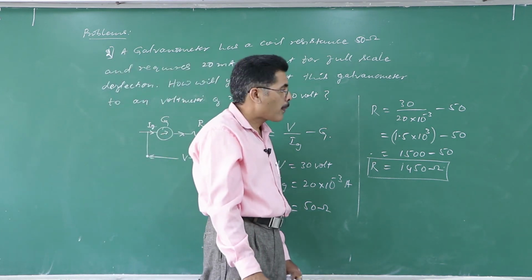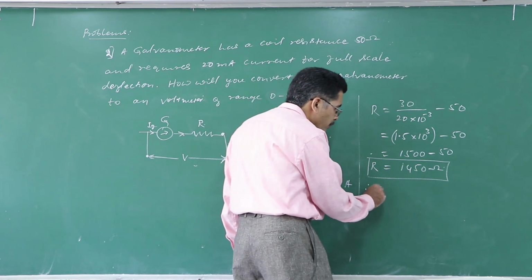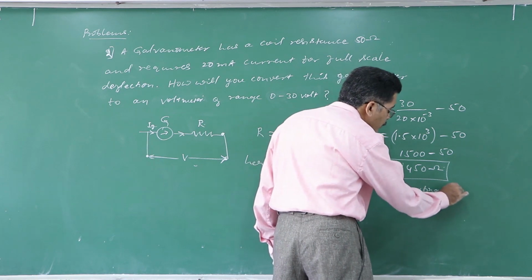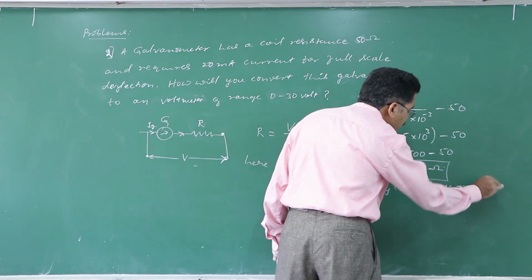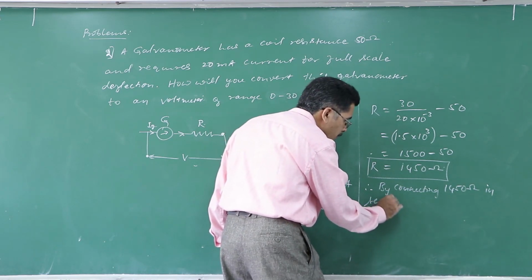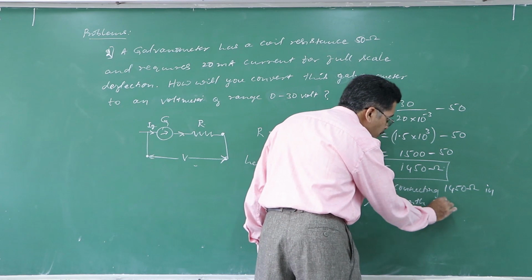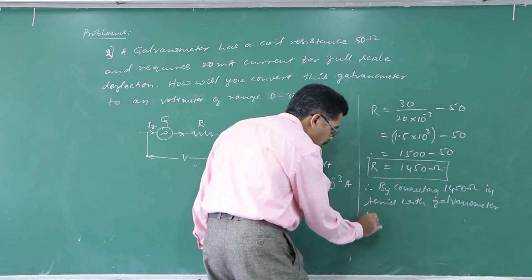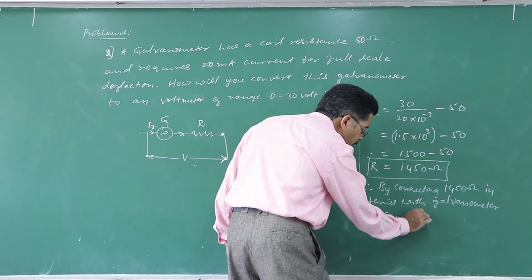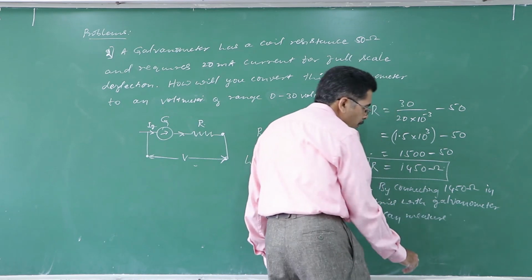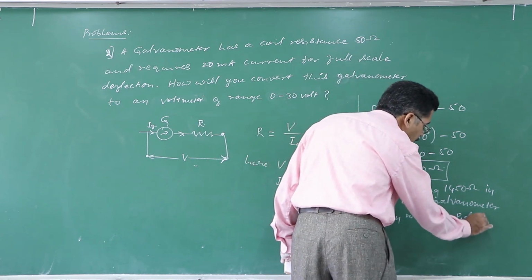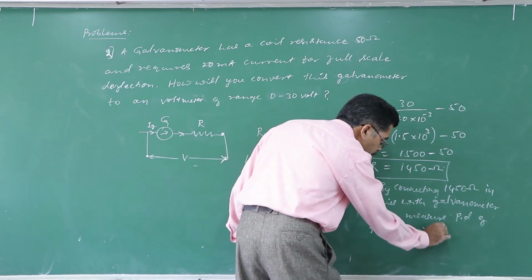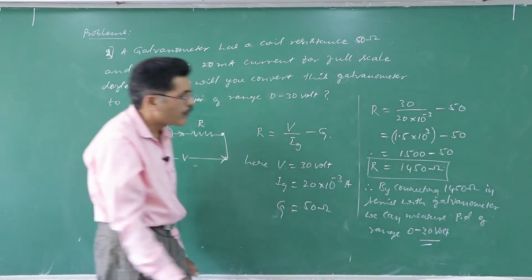Therefore, by connecting 1450 ohm in series with the galvanometer, we can measure potential difference of range 0 to 30 volt.